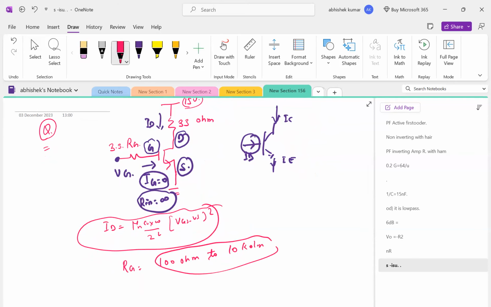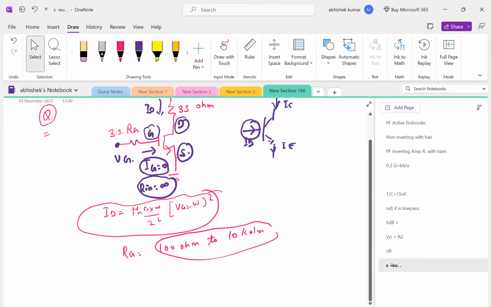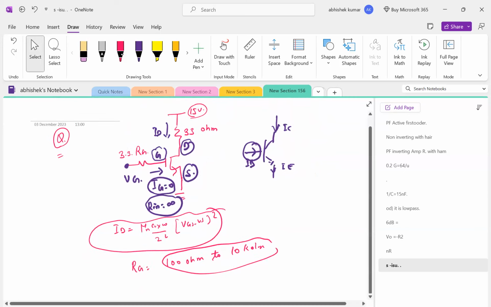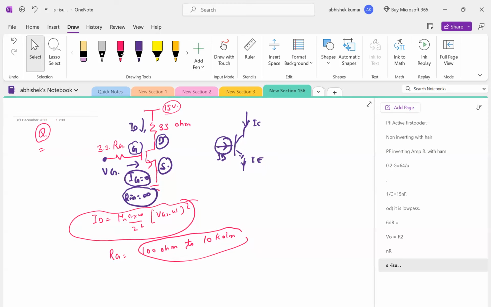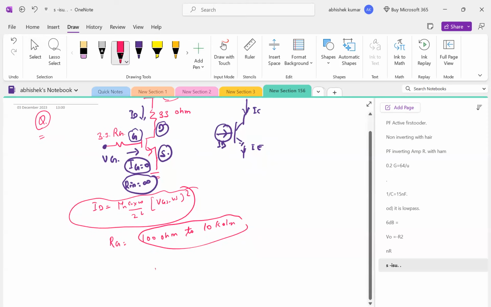Operation, they're saying: when the logic signal is at 3.3 volts, the MOSFET will be in on state, allowing the current to flow from the 15 volt supply through the load to ground. When the logic signal is at 0 volt, the MOSFET will be in off state and no current will flow. So basically, they are using it as a switch. It will switch only.